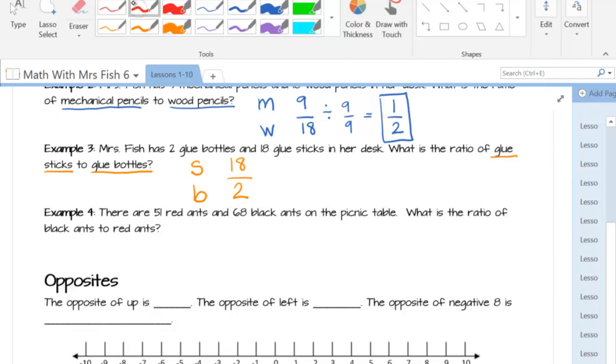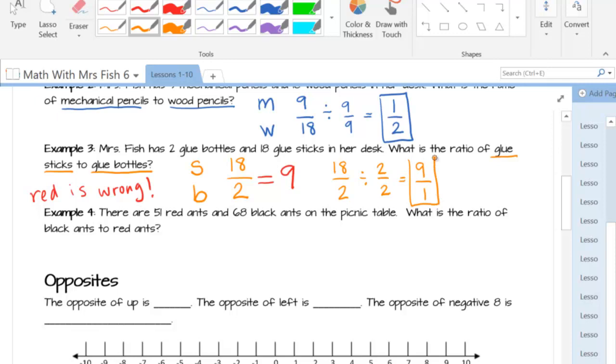Grab your red pen or pencil. Remember, red is wrong. The answer is not 9. You completely lose sense of the ratio when you don't have the two numbers. So we're going to rewrite this. 18 to 2. We're going to show the division this way, even though that's not really proper. 18 divided by 2 is 9. 2 divided by 2 is 1. This is how you would write it.